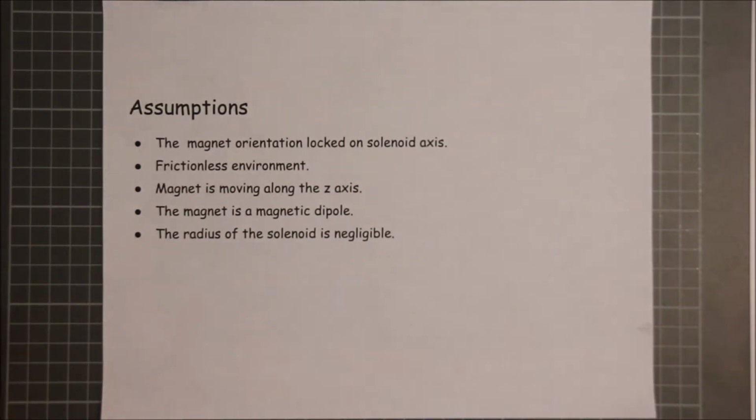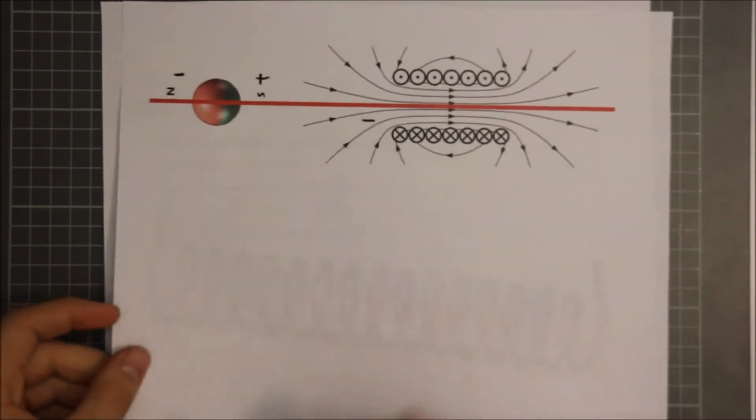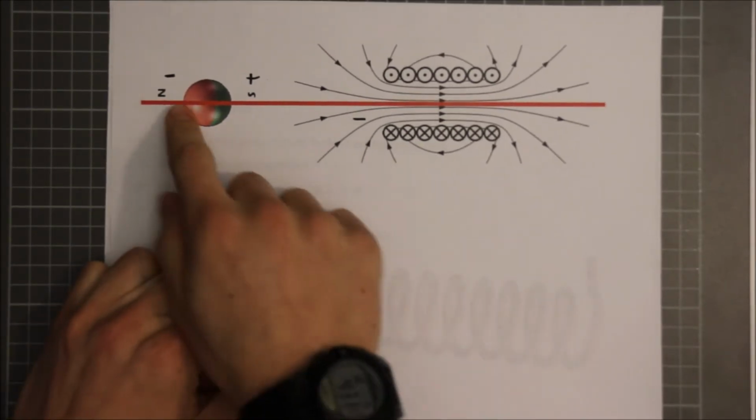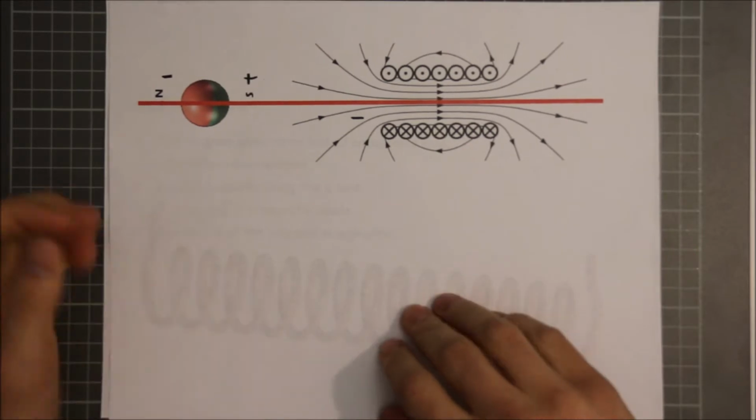So let's address some of the assumptions that we've made with this system. The first is that the magnet orientation is going to be locked to the axis of the solenoid, which essentially means that if we were to draw a line between the two poles of the magnet, then it would line up directly with the center axis of the solenoid.